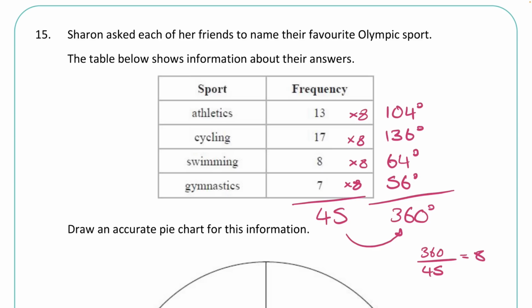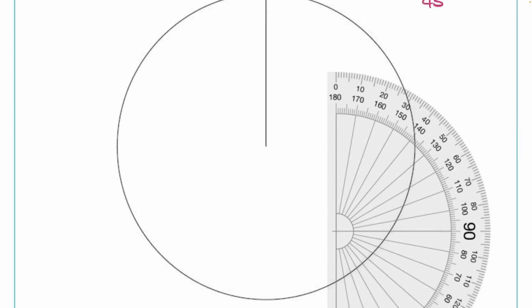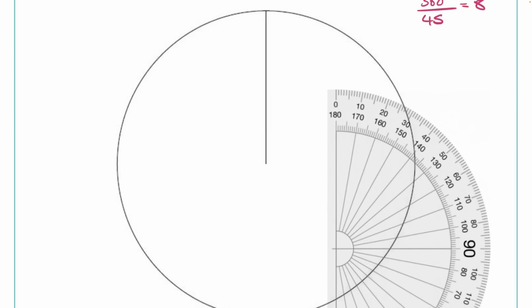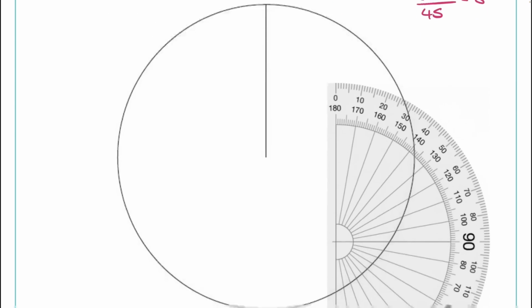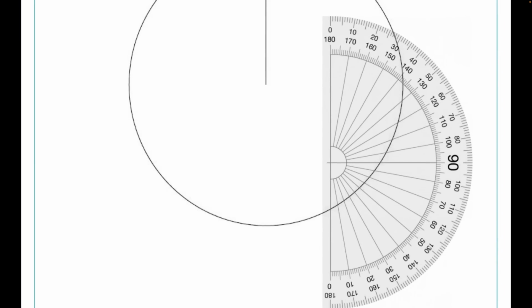Now a quick check: if you add those all together and they don't add up to 360, you've definitely made a mistake. But if we add them up, they do add up to 360 degrees. Now this next part, of course, you need to get a protractor for, and you may have a 180 degree protractor, or you might have a 360 degree protractor. Both are going to be fine, but ultimately we need to make sure that we are measuring from 0.